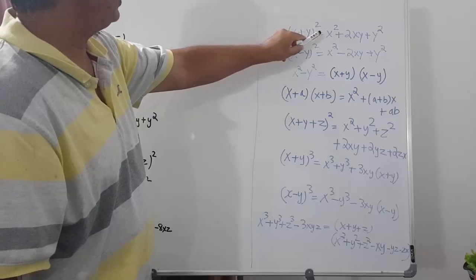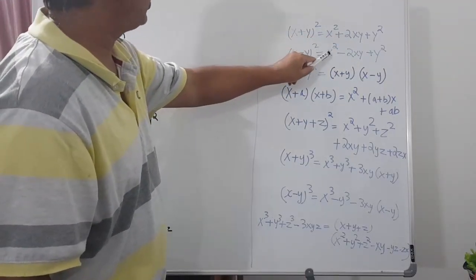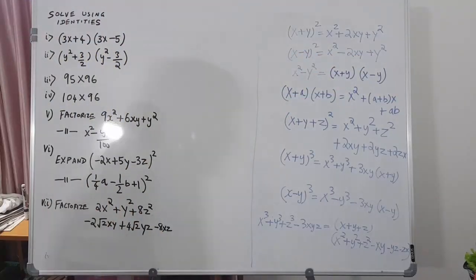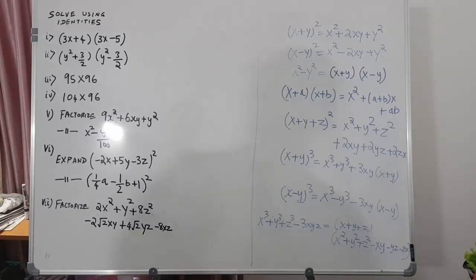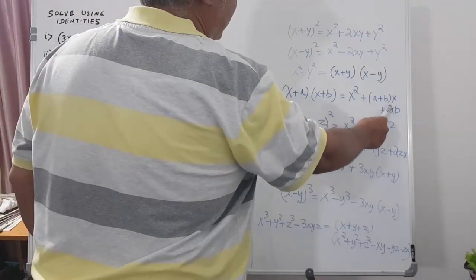(x + y) whole squared is equal to x squared plus 2xy plus y squared. (x - y) whole squared is equal to x squared minus 2xy plus y squared. x squared minus y squared is equal to (x + y) into (x - y). (x + a) into (x + b) is equal to x squared plus (a + b) into x plus ab.